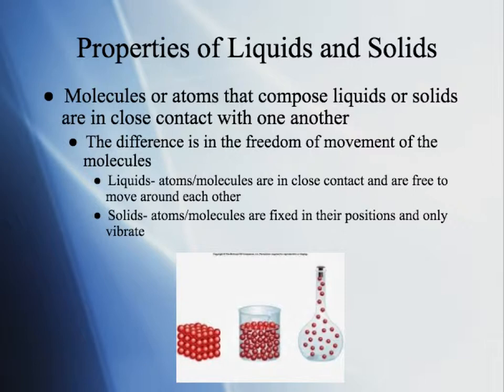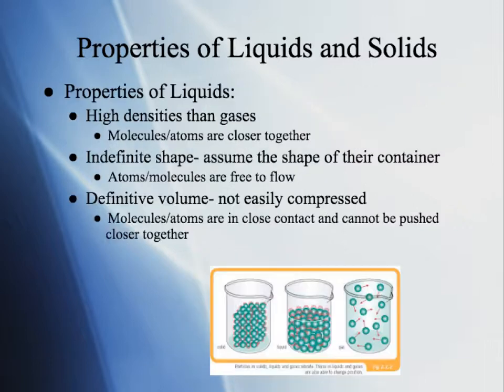Liquid molecules are still able to move around each other even though they're close together and have strong intermolecular forces, whereas solids are not able to move around. They are fixed in their positions and can only vibrate. So if we take a look specifically at liquids, these are the properties of liquids. They have high densities compared to gases, and again, that's because the molecules and atoms are a lot closer together. So they're going to have a lot more mass per unit volume.